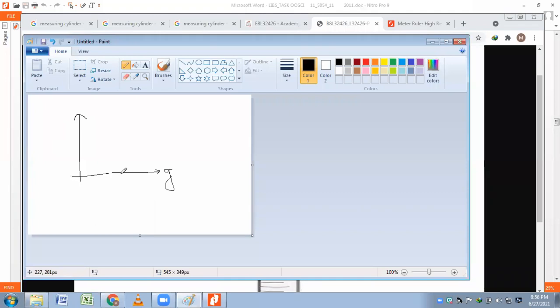Let's say this is the actual true value of g for my experiment location. Let's say this is 9.8163. So this is the actual value for my lab location. This is the true value of g that I should get. Many students might get less than that, and many students might get more than that.